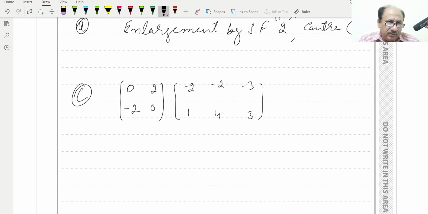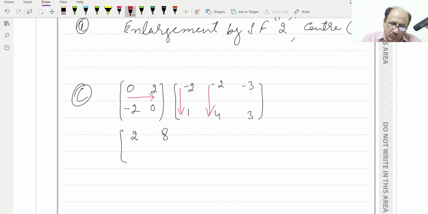And after multiplication, for example, this first row, first column, our matrix will become: 0 into minus 2 will be 0, and 2 into 1 will be 2, so we'll write here 2. Then first row and second column: 0 into minus 2 will be 0, and 2 into 4 will be 8, so this term will be 8.